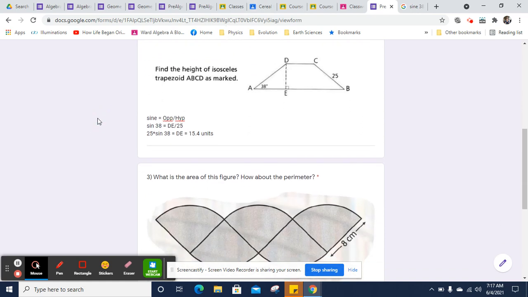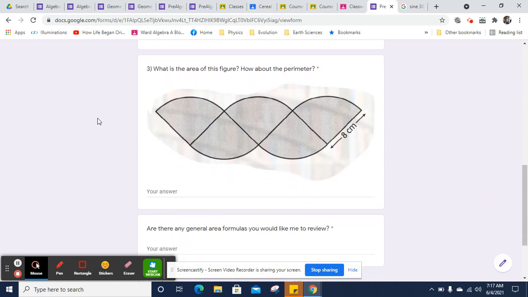Hey, what about the area of this figure? What about the perimeter of it? Well, this figure is made up of quarter circles. So let's count the quarter circles. 1, 2, 3, 4, 5. So this is 5/4 of a circle that has a radius of 8 centimeters.